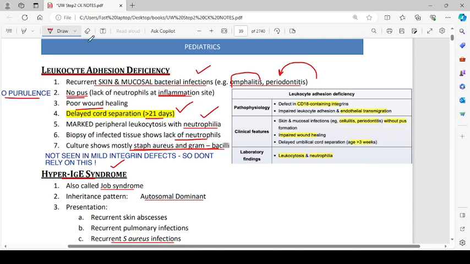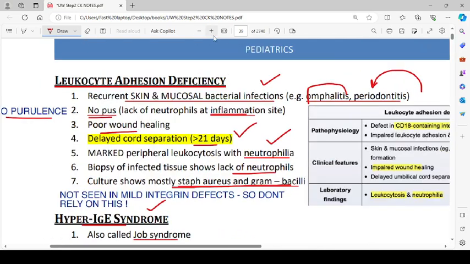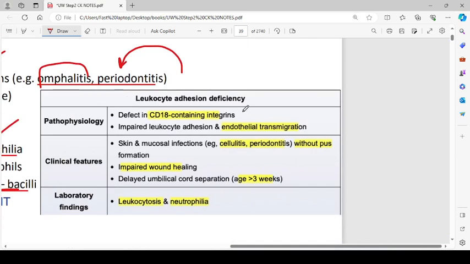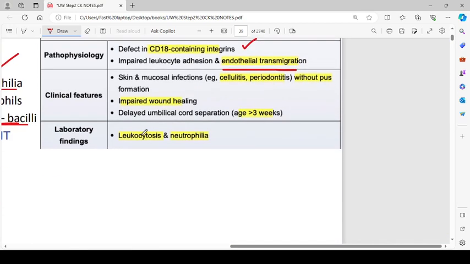So leukocyte adhesion deficiency. Pathophysiology: defect in CD18 containing integrins, impaired leukocyte adhesion, and endothelial transmigration. The clinical features are skin and mucosal infections like cellulitis and periodontitis without pus formation, impaired wound healing, delayed umbilical cord separation, aged more than 3 weeks. For the laboratory findings, we have leukocytosis and neutrophilia.